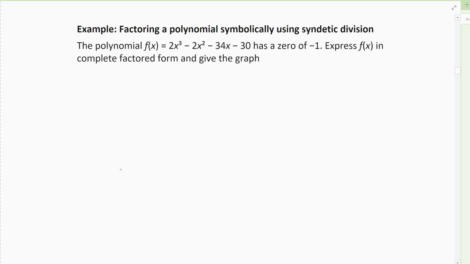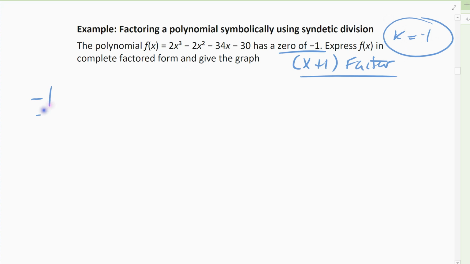Alright, so remember, if it's a zero at -1, that means x plus 1 is a factor. I'm going to divide it out, and when I divide it out, I should get a remainder of 0, and it'll put it in factored form. So I'm going to divide this using synthetic division. My k is -1. So -1, and the coefficients are 2, -2, -34, -30. I don't have any placeholders.